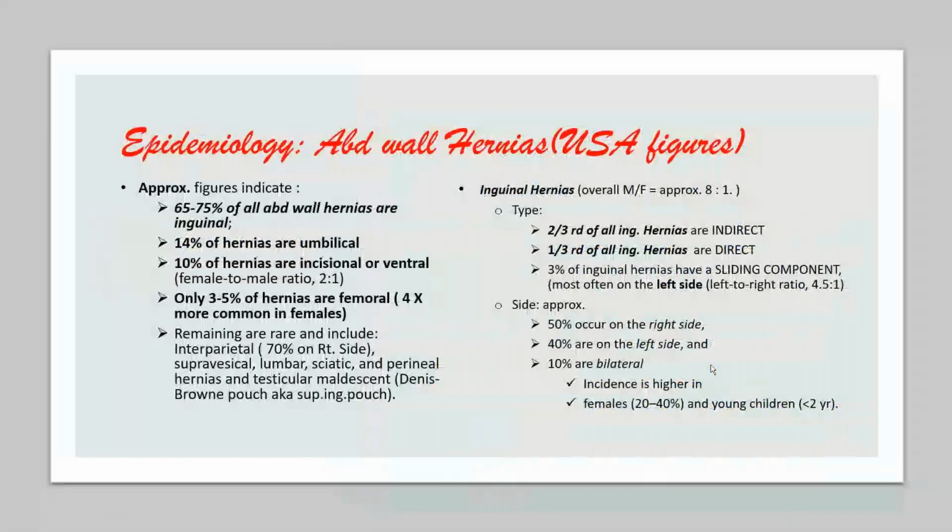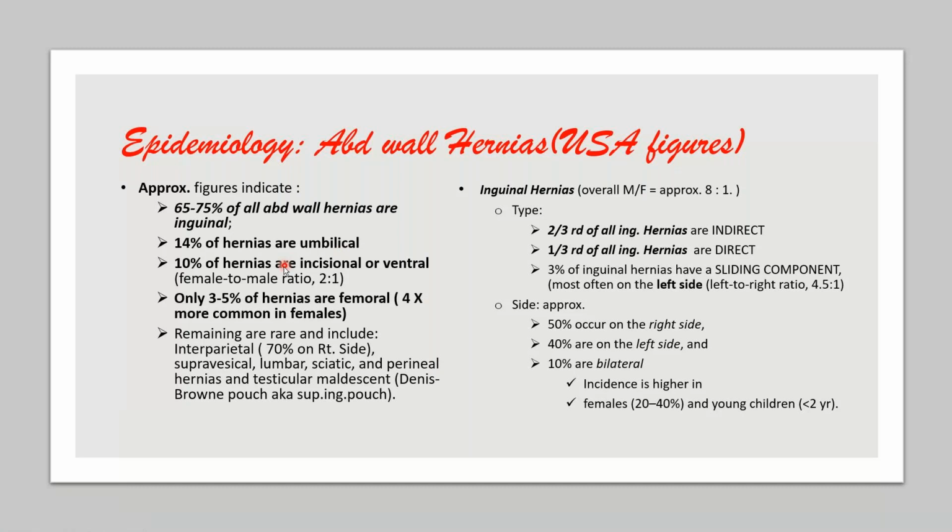Now, coming back to the main topic of hernias, and if you look at the abdominal wall hernias epidemiology, now US figures are available, Indian figures are not available in one concise form. So we are talking about inguinal hernias as a major component of abdominal wall hernias to the tune of almost 65 to 75%, right? So that means almost 3/4 of these are basically inguinal hernias, right? 14% of all hernias are umbilical.